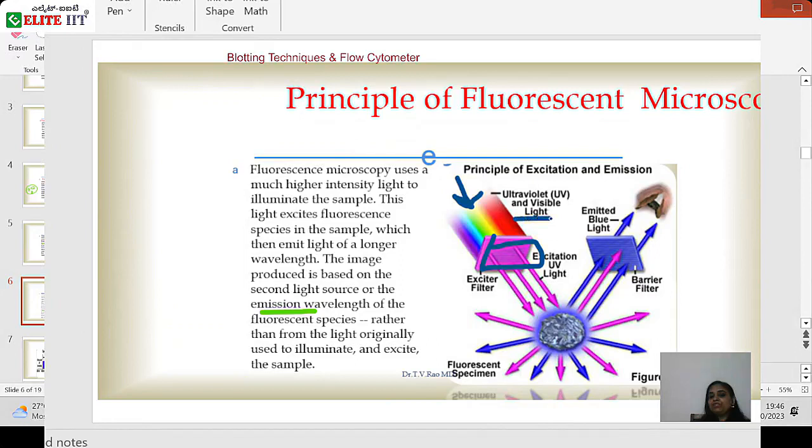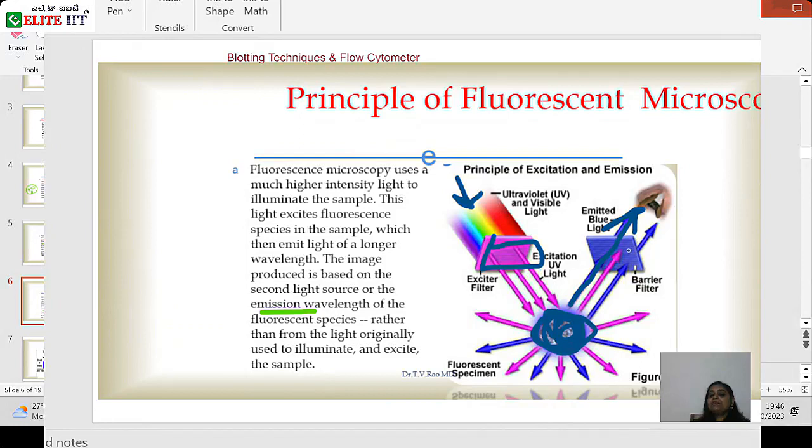I told you, it can be UV, it can be visible, but in most cases it is UV. Now it is coming towards the fluorophore, the fluorescent compound that we have to detect or image. So light is coming towards that particle and from that particle light will be emitted. If blue color emission is happening, that means the wavelength will be that of blue color. The emission light wavelength is blue, and you will see the color of this fluorophore is blue.